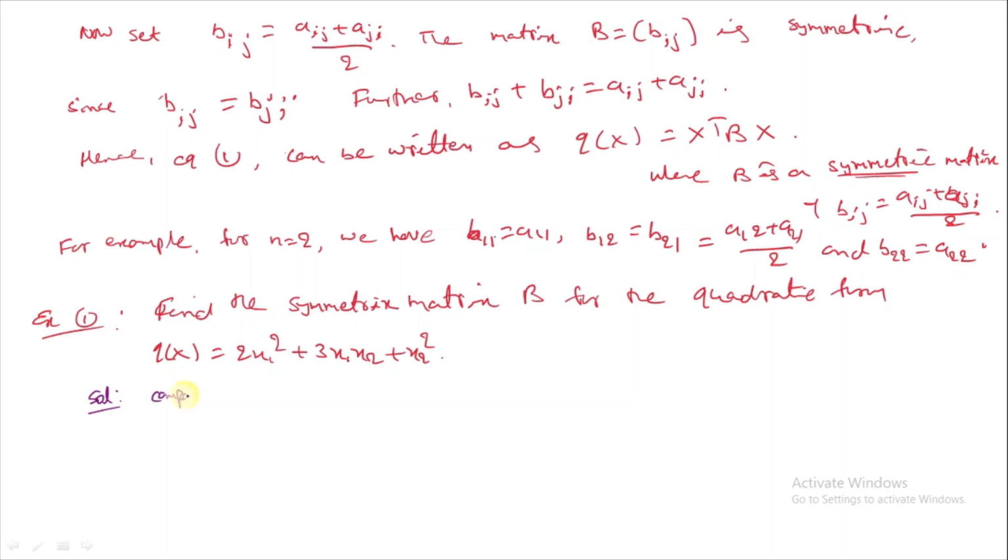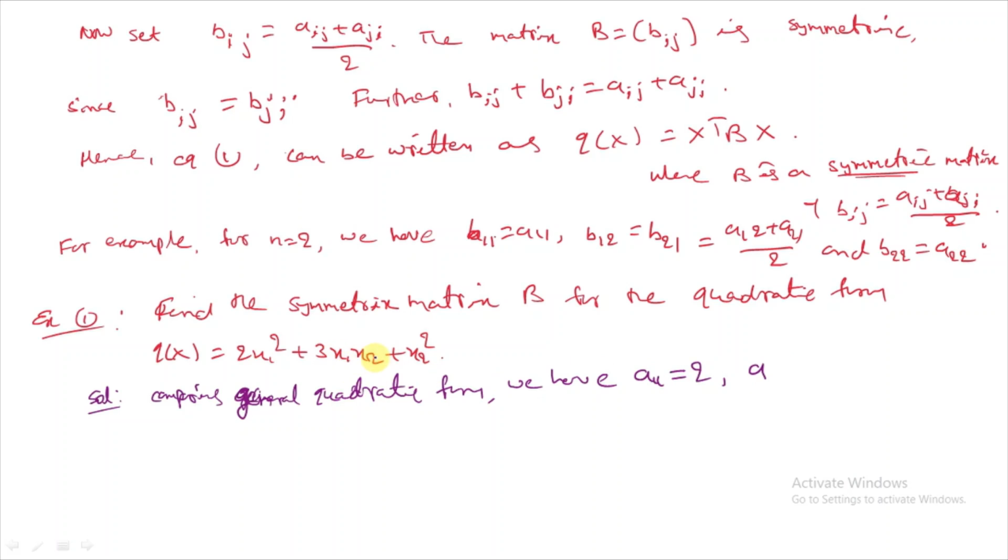Now comparing with the general quadratic form, we have the x1 square coefficient, that's a11, equal to 2. For x1 x2, that means a12 plus a21 equal to 3, and a22 equal to 1.